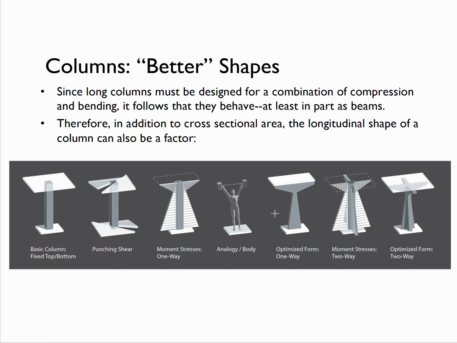This still has a weak axis. It could still buckle front and back. So why don't we just take that same idea on the other axis as well? And what we get is an optimized two-way column.